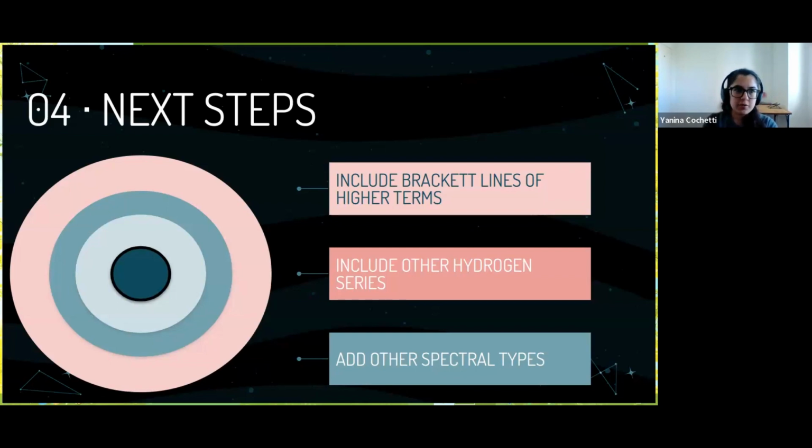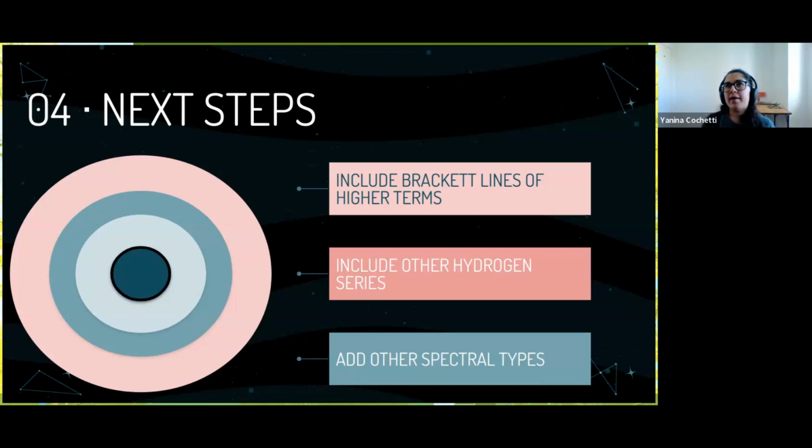In the last weeks, we made some steps forward in these directions. So we are very happy about it, but it's just some very, very recent results. So we are working on that. We are working also on including other hydrogen series, because this will give us a more complete picture.